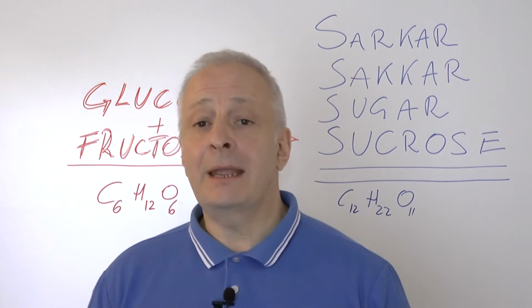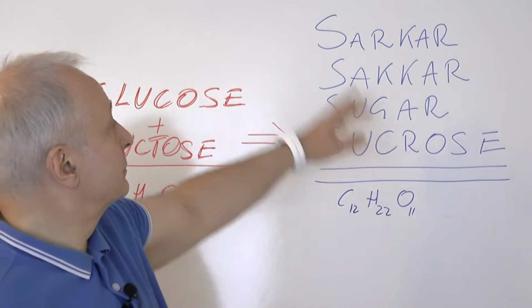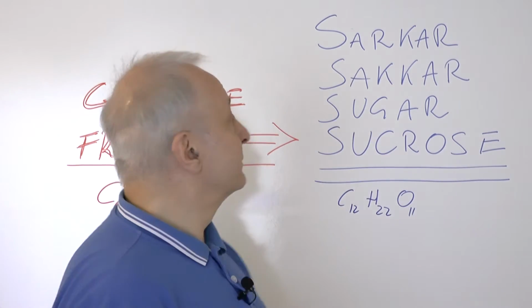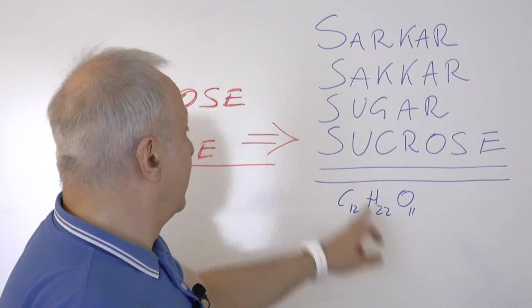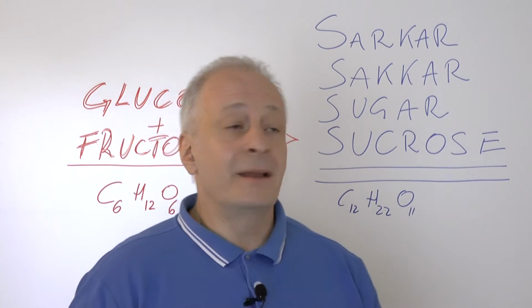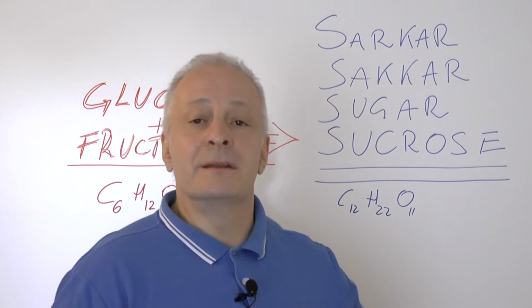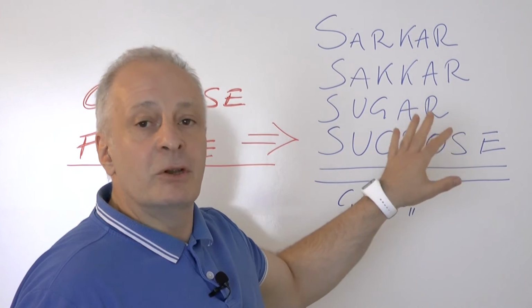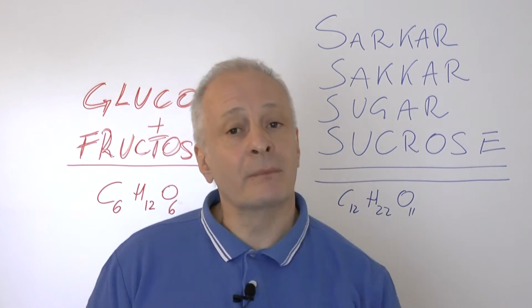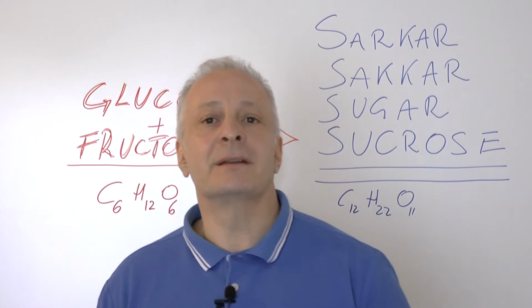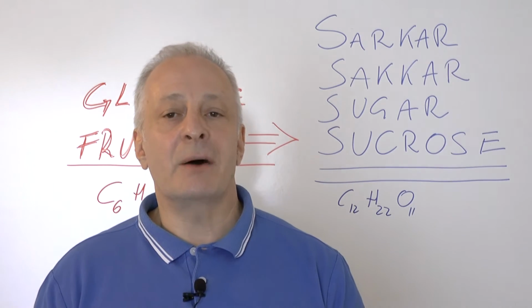The episode today is going to be about sarkar or sakar or sugar or sucrose. It's always the same story. This is the white table sugar or the brown sugar we use to give some sweetness to our coffee and to our tea.